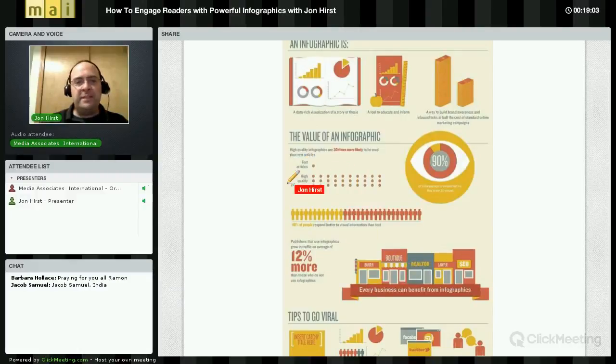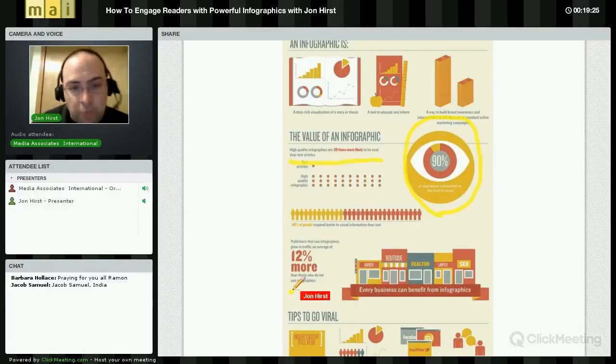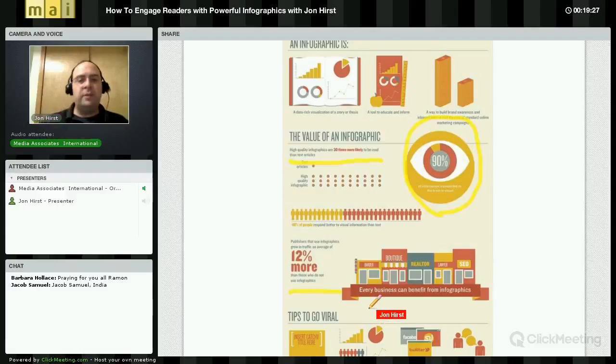The value of infographics has been researched and proven. Infographic information is 30 times more likely to be read than print alone. 90% of what we comprehend is visually comprehended. And I thought this was so interesting. Publishers that used infographic data saw 12% more traffic towards their content than ones that did not. So what we're finding today is that infographic content is being read more, it's being engaged with more, and it's resulting in more engagement for publishers. And this is really important for us to understand.